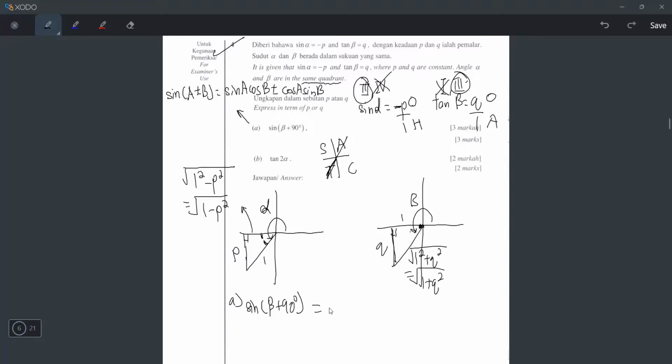So you will write sine beta cos 90, plus, because the sign is plus, and then cos A sine B. Cos A is whatever is in front, so cos beta, times sine 90. For sine beta, you can look from the diagram later. Cos 90 is 0.